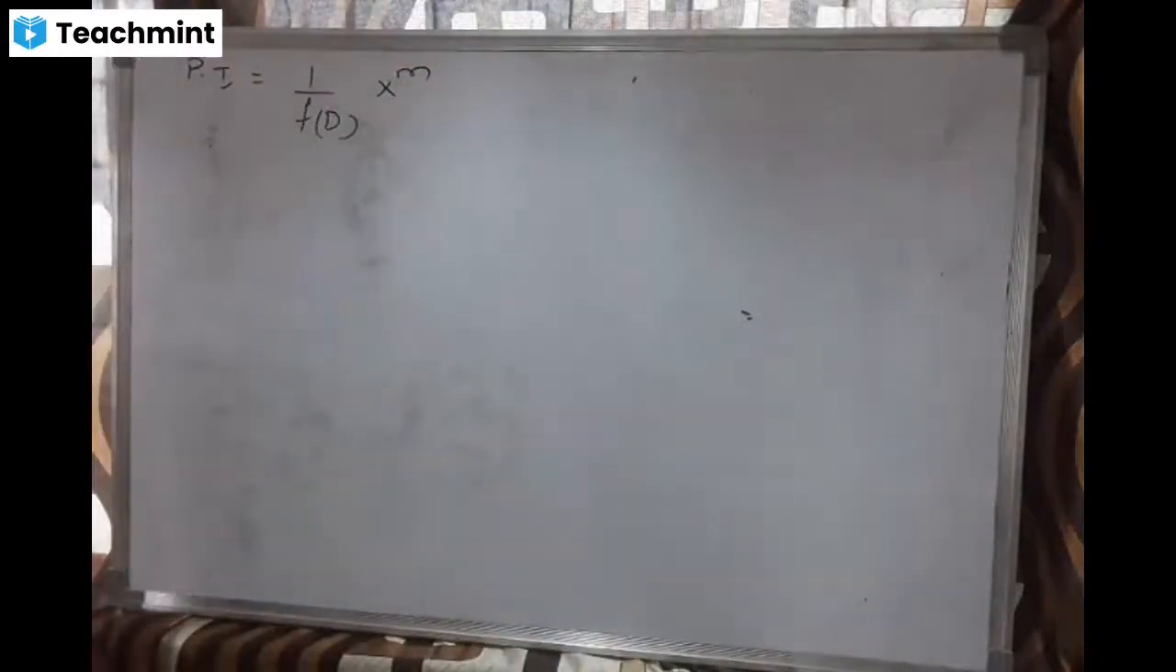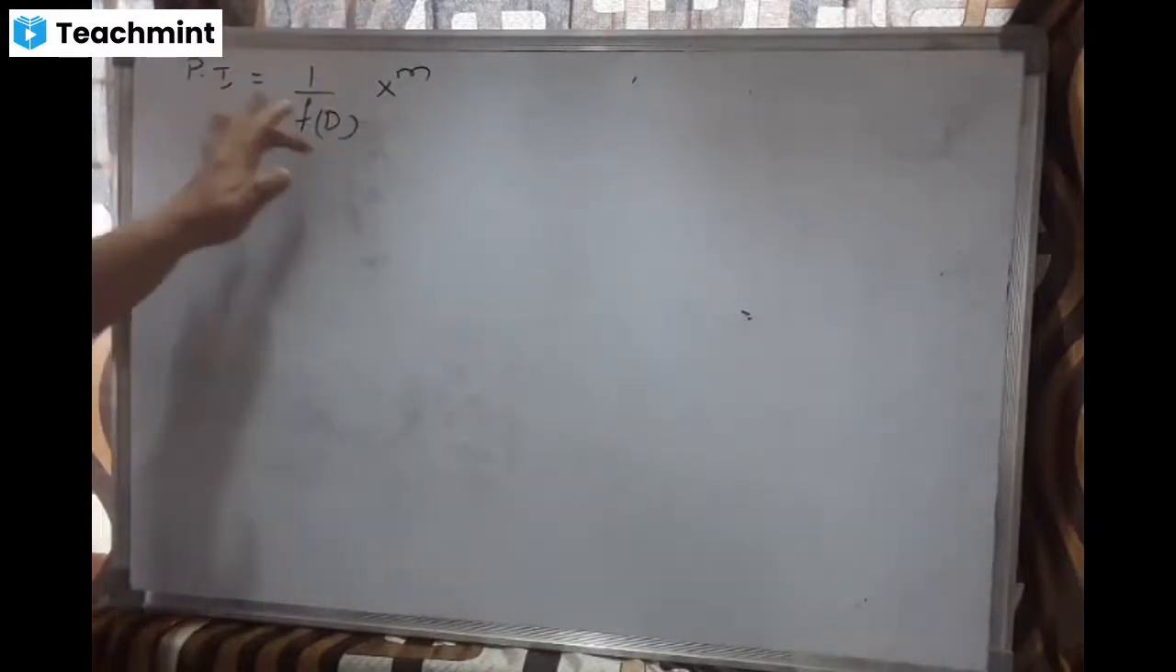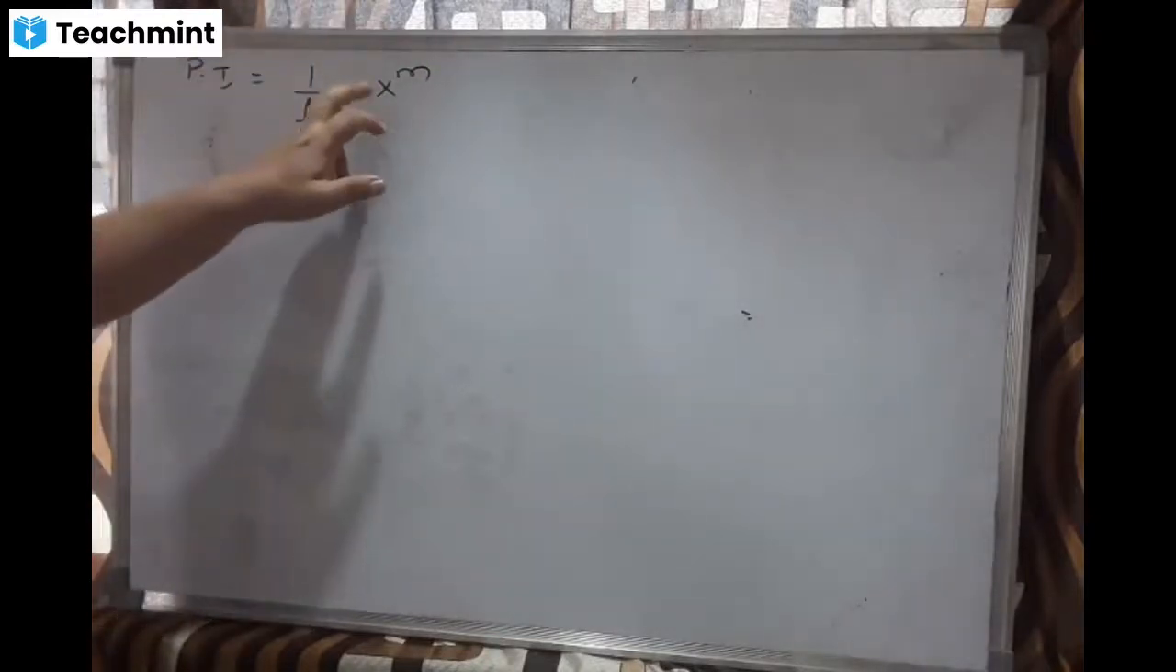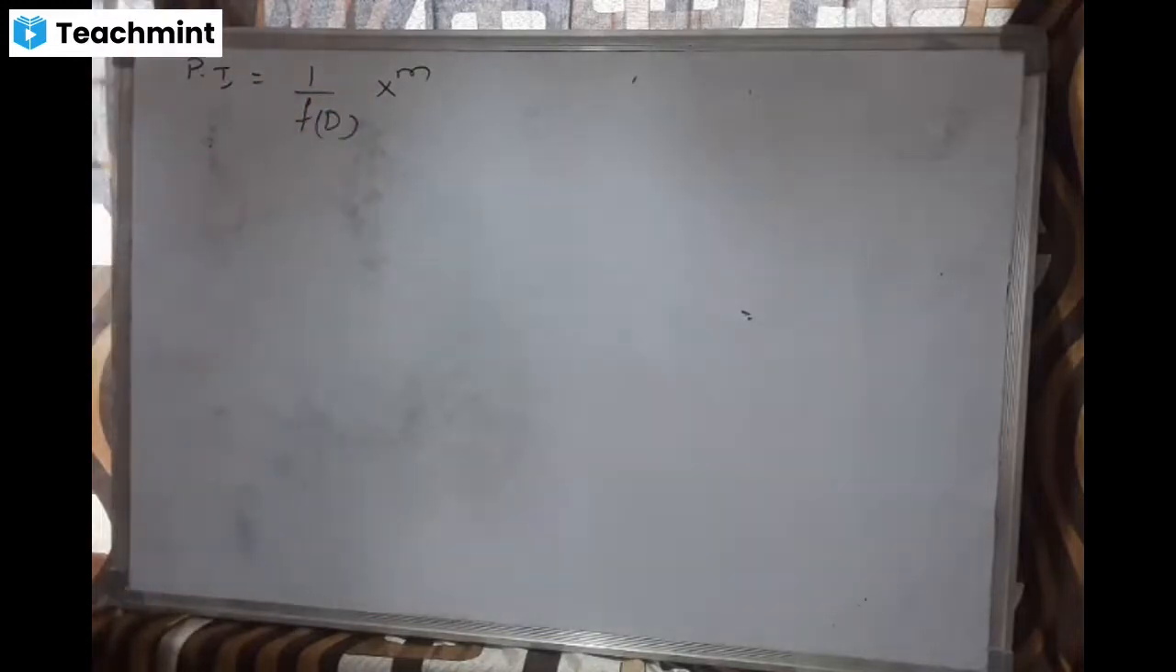So in the last few classes, we have studied how to find the PI for 1 divided by f of D into x raised to m, where x raised to m is an algebraic expression that might be there. We have solved one or three examples also. So next I will try to solve one more problem so that we can understand this in a better way. Right? I write down.